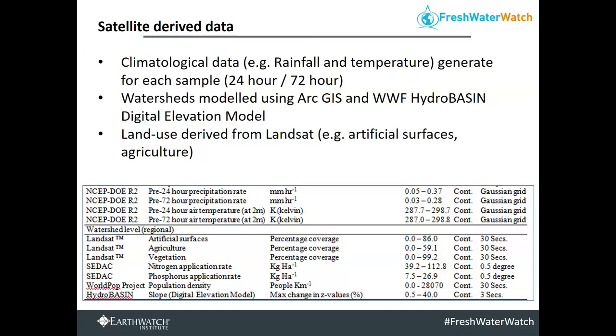Through R and the NCEP or NOAA reanalysis 2 satellite, I think, some combination like that, you can take a latitude and longitude and very quickly, for any number of points, generate measures of precipitation rates, air temperature, and a suite of other things in a very quick amount of time. There's also some more familiar satellite imagery, Landsat, and also some population density and nitrate and phosphate, nitrogen and phosphorus application rates, for example. These are some of the data we put into our analysis.